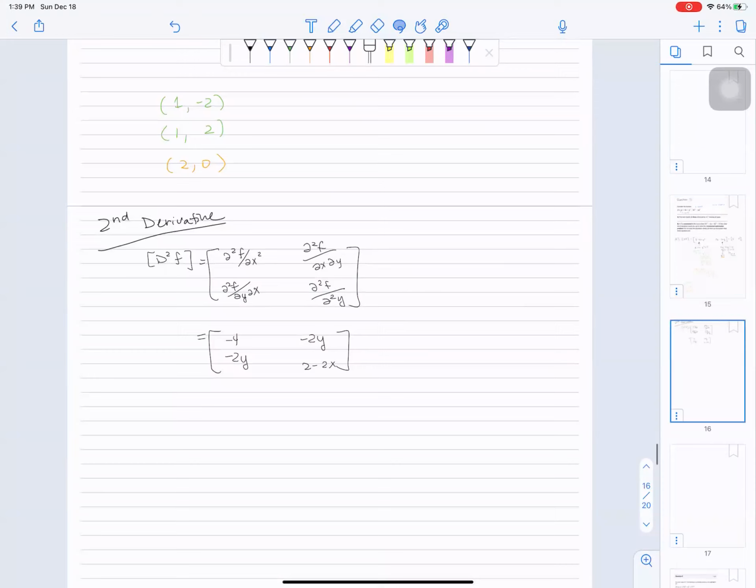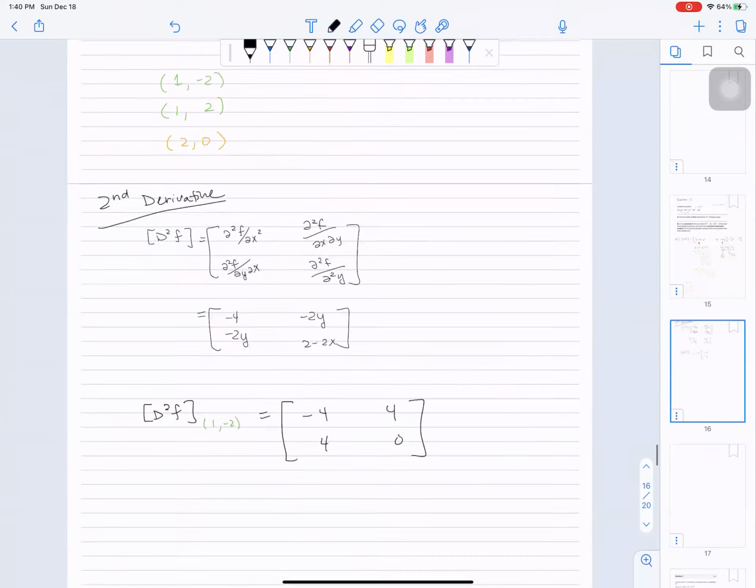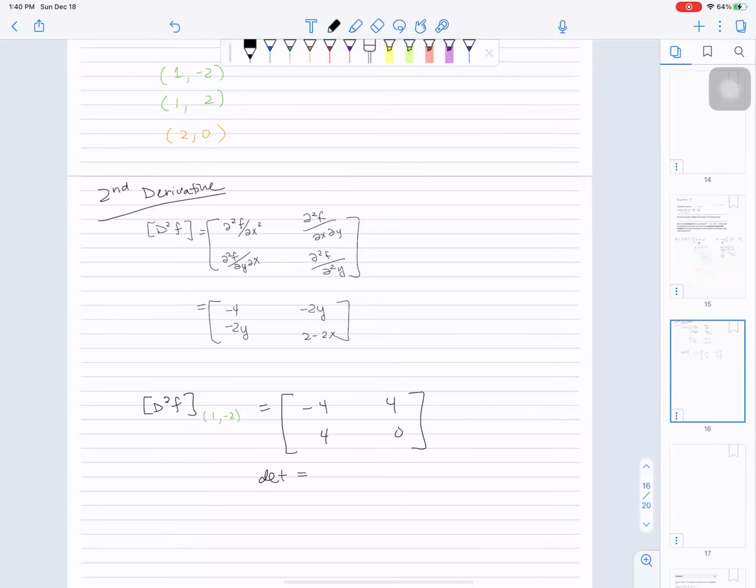What does the second derivative test say? I plug my critical points into the Hessian. One of my critical points is (1, negative 2). That was this first point. So what happens? I get negative 4, negative 2 times negative 2 is 4, here I get 4 again, and then 0. The determinant of this matrix is 0 minus 16, which is negative. What does a negative determinant say? It's a saddle point. So at (1, negative 2) we have a saddle.